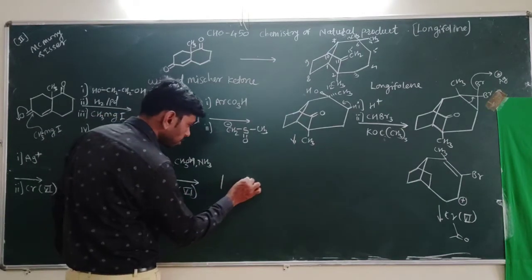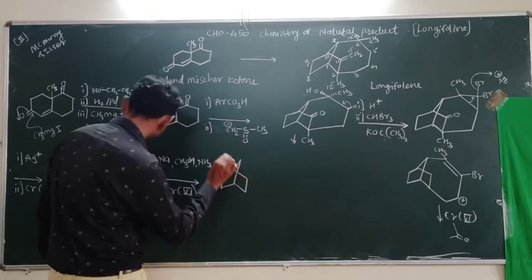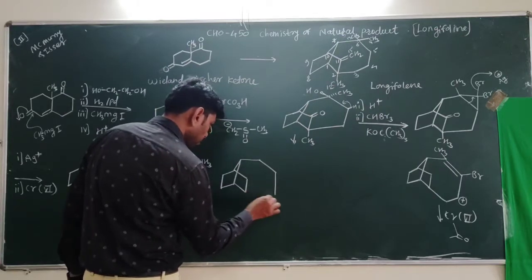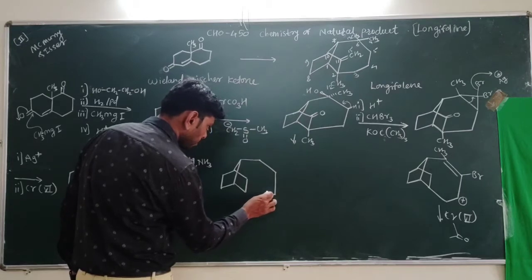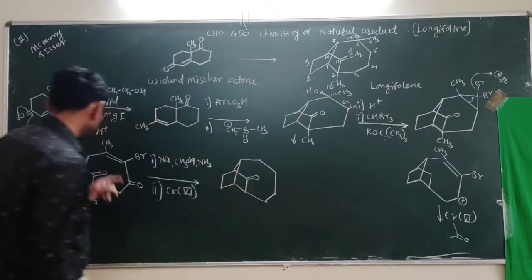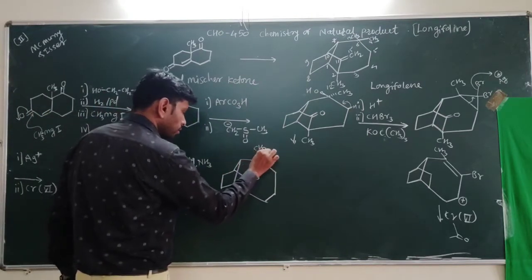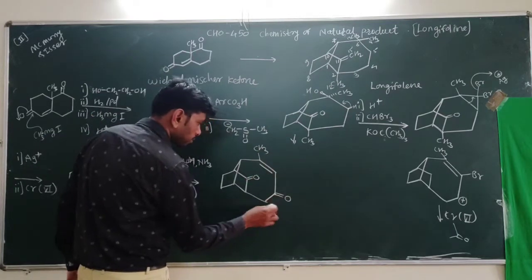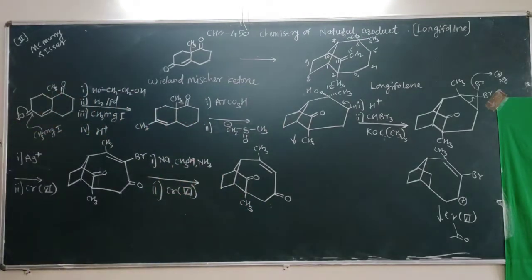So the resultant product at the end of the step, what is the resultant product here? Removal of Br. So CH3 double bond, Br removed here, and this carbon group is here. This CH3 remains as it is. So this is the structure here.